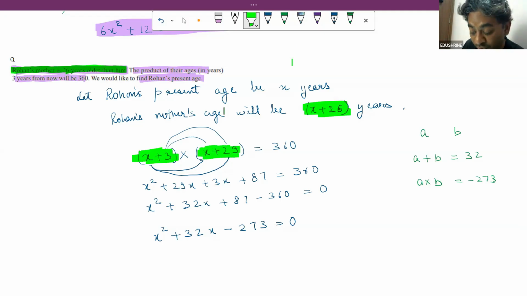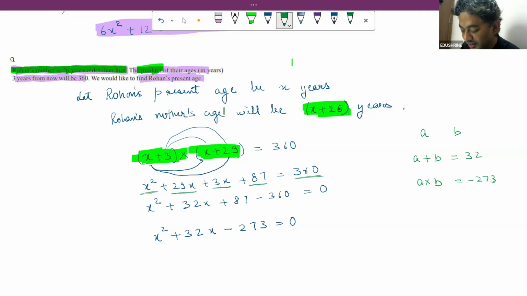Next, they have told me product of their ages. Product means multiplication, so I have multiplied X plus 3 into X plus 29. This becomes equal to 360. Now simple multiplication, distributive method: x into x, x square; x into 29, 29x; 3 into x, 3x; 3 into 29 is 87. This is equal to 360, given. This 360 on the right hand side, I'll bring it to the left hand side, becomes minus 360.